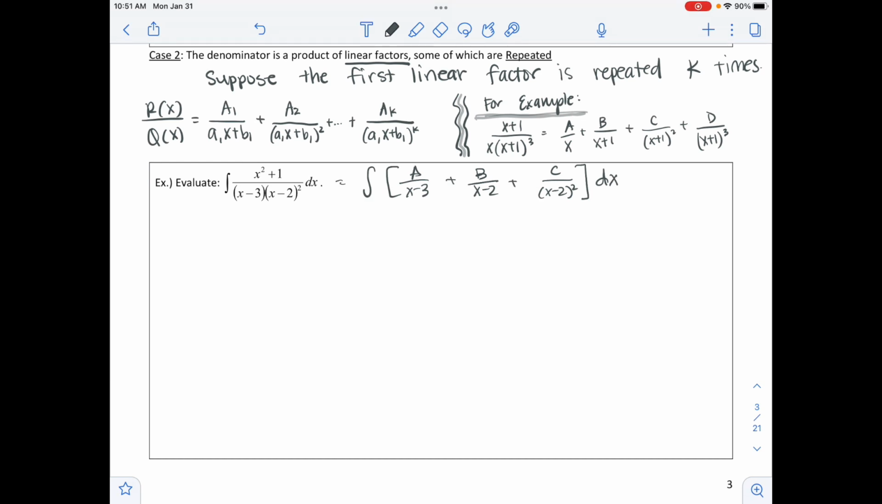And so from here, I need to find out what a, b, and c are going to be. Since the integrands of the two integrals I have written here are equal to one another, I'm going to rewrite it as (x squared plus 1) over (x minus 3)(x minus 2) squared is equal to a over x minus 3 plus b over x minus 2 plus c over (x minus 2) squared. And I'm going to multiply both sides by that common denominator, which is (x minus 3)(x minus 2) squared.